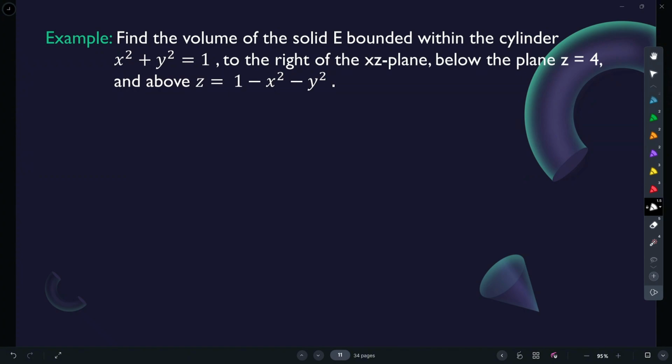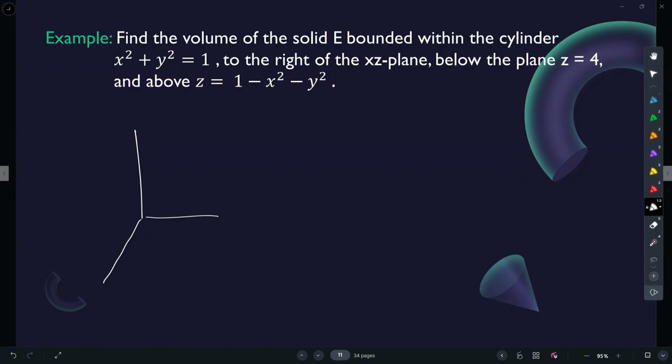Find the volume of the solid bounded by the cylinder x squared plus y squared equals 1. That is a cylinder because it doesn't describe what the z value is, so it's sitting all above that circle of radius 1. To the right of the xz plane, below the... okay, so lots of instructions. Let's see what this is.